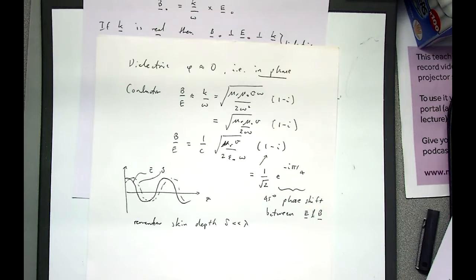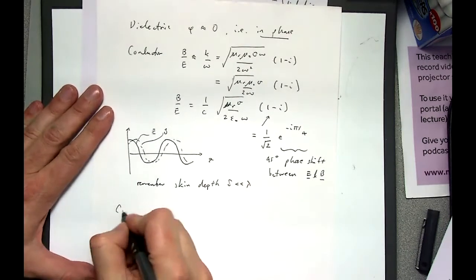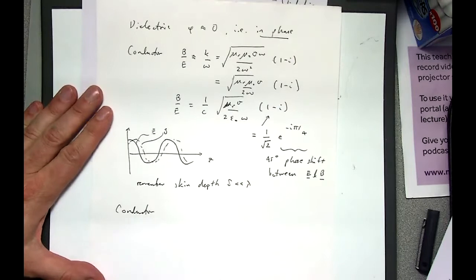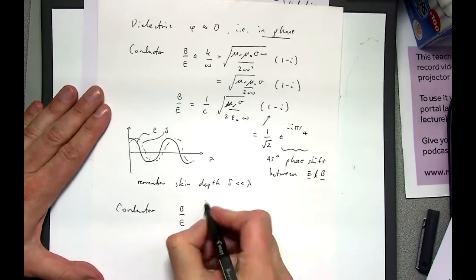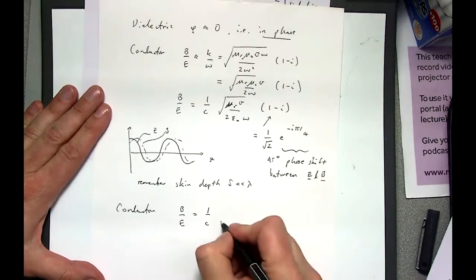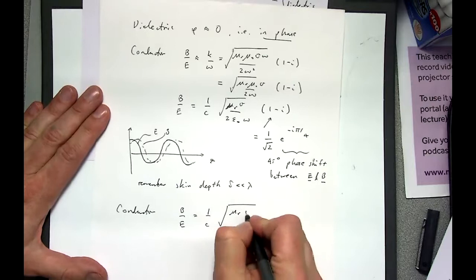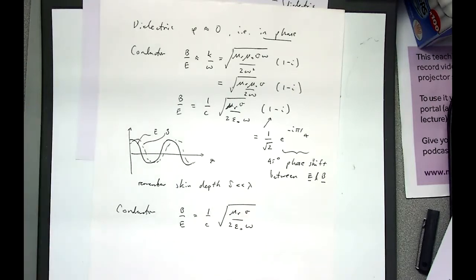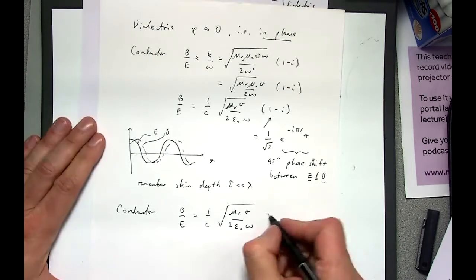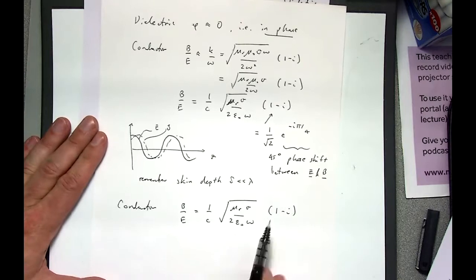So let's compare our two situations. Let's write them down one more time, right? So in my conductor, as a summary, I just calculated that B over E is equal to 1 over C, that's my free space situation, times the square root of mu r sigma over 2 epsilon naught omega, times 1 minus i. That's my phase term. There's another root 2 hiding in there, isn't there?